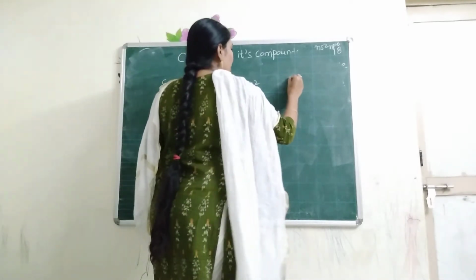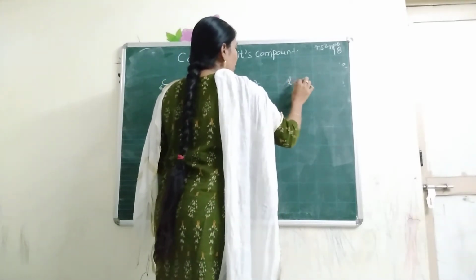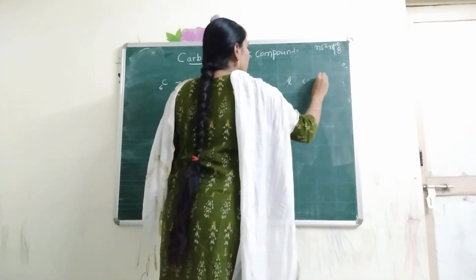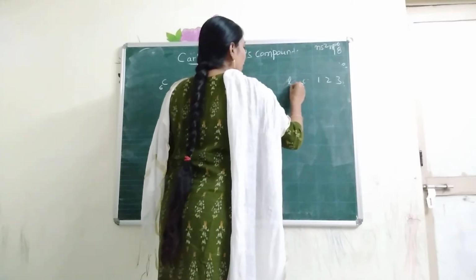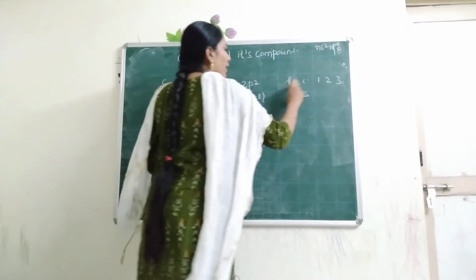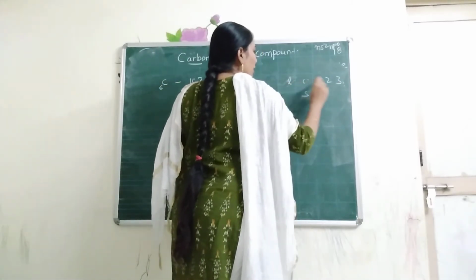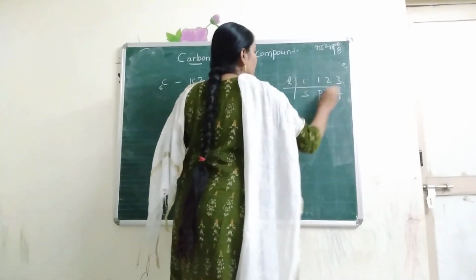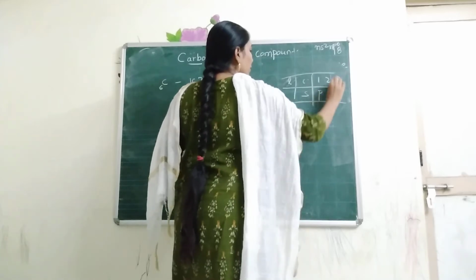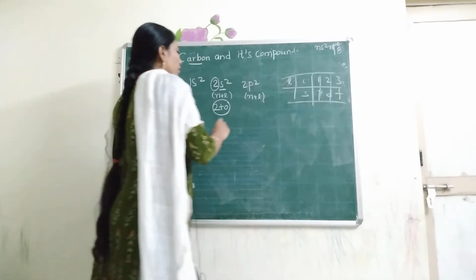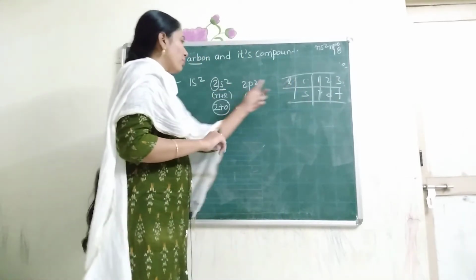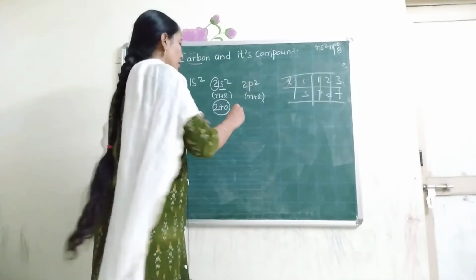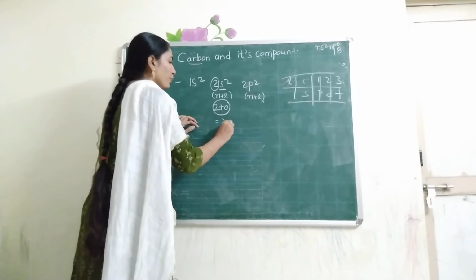You know that the L values are 0, 1, 2, 3. If L value is 0, it is an s orbital. If L value is 1, it is a p orbital. If 2, that means it is a d orbital. Like this. So for s orbital the L value is 0. 2 plus 0 means 2.